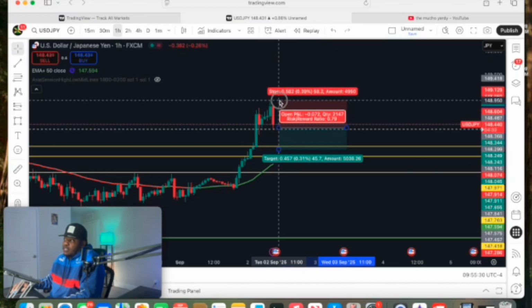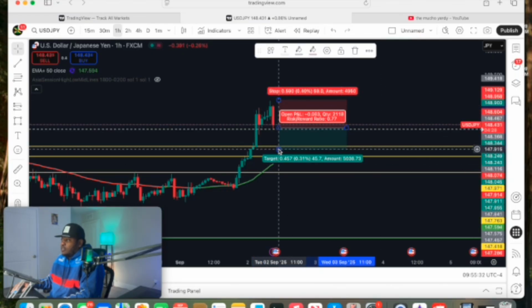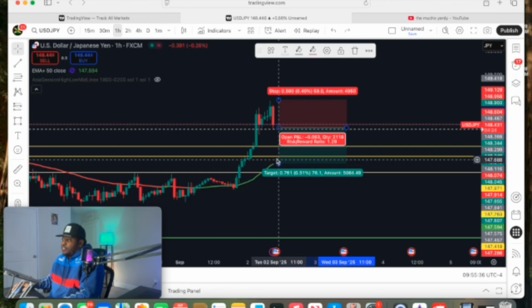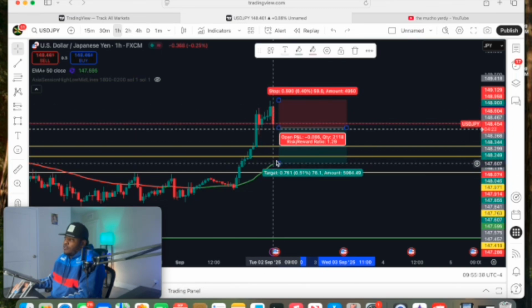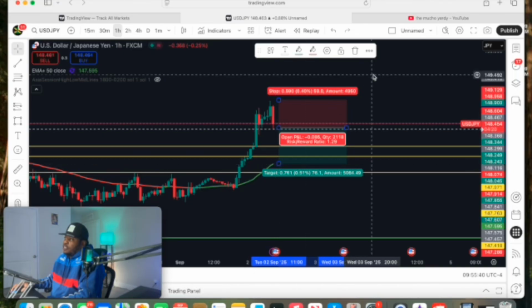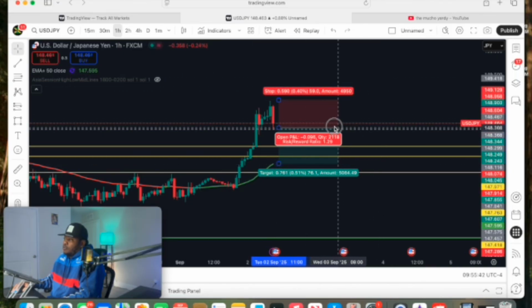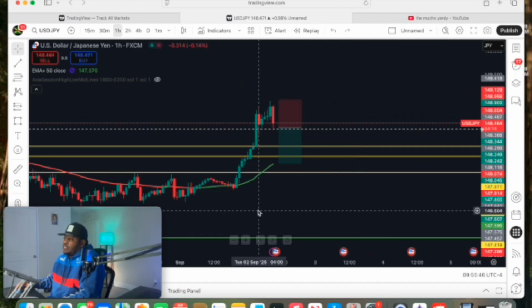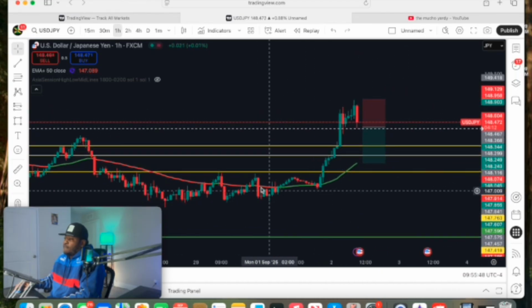So my stop loss would be above that candle. My take profit would be at the moving average, because this needs to come retest the moving average to continue back up, because it's above the moving average, so it's an uptrend. It's forming higher highs, higher lows.